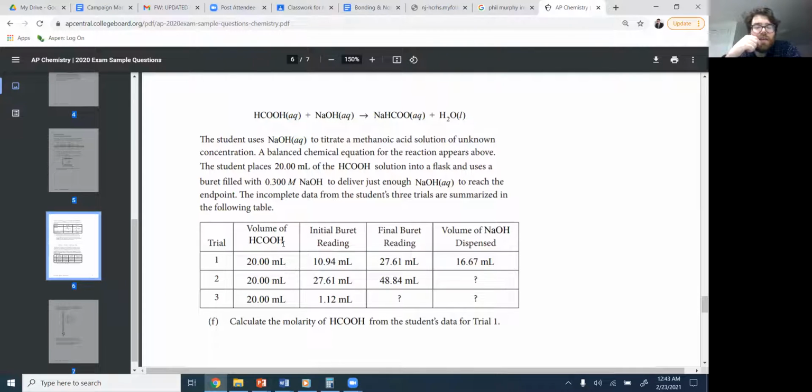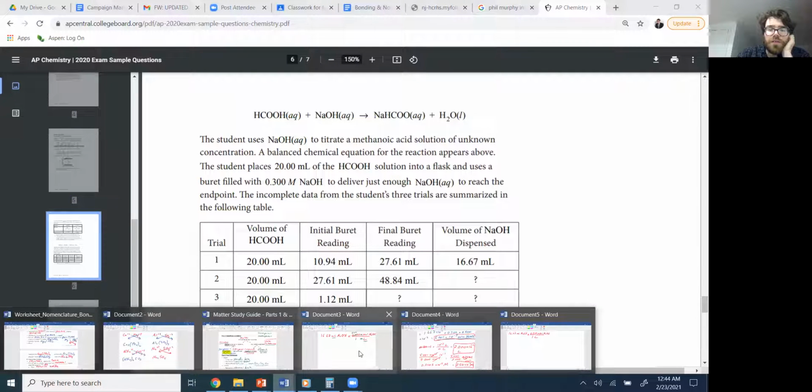We're going to calculate the molarity of the methanoic acid from the student's data for trial number 1. So the student uses sodium hydroxide to titrate a methanoic acid solution of unknown concentration. A balanced chemical equation for the reaction appears above. The student places 20 milliliters of the methanoic acid solution into a flask and uses a burette filled with 0.3 molar NaOH to deliver just enough NaOH to reach the endpoint. Incomplete data from the student's 3 trials are summarized in the following table. So here we are. Let's take a look.